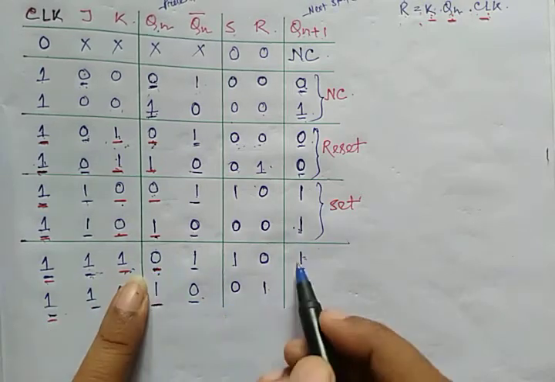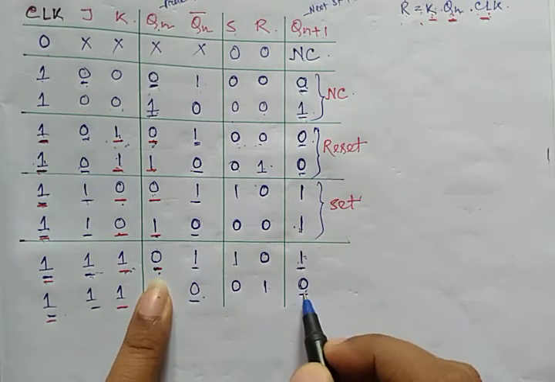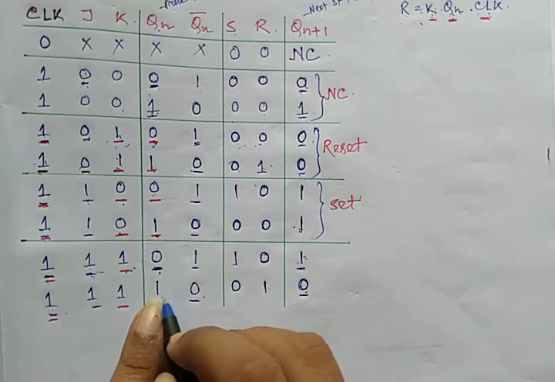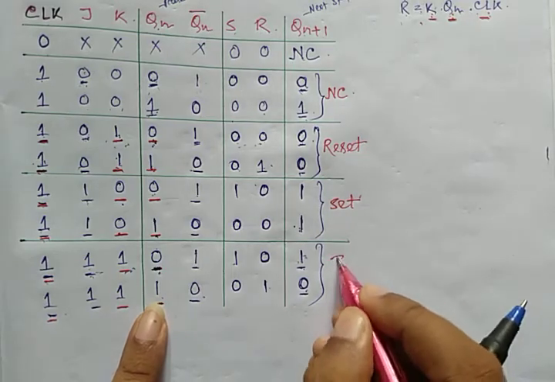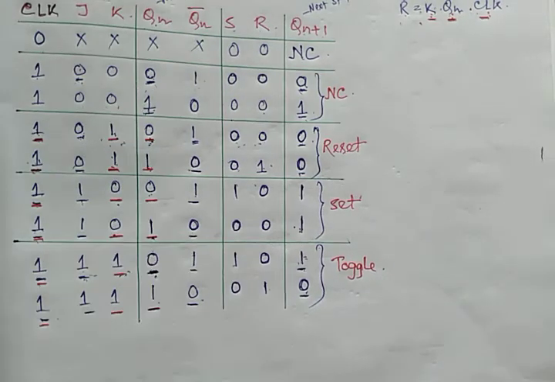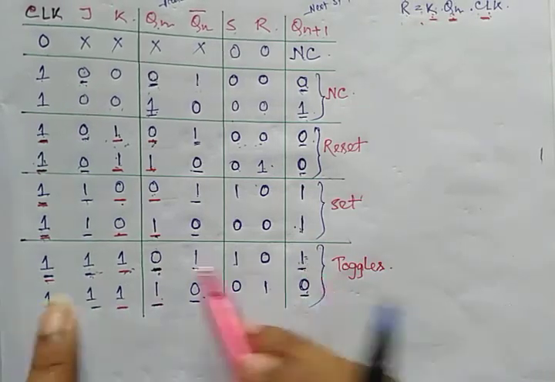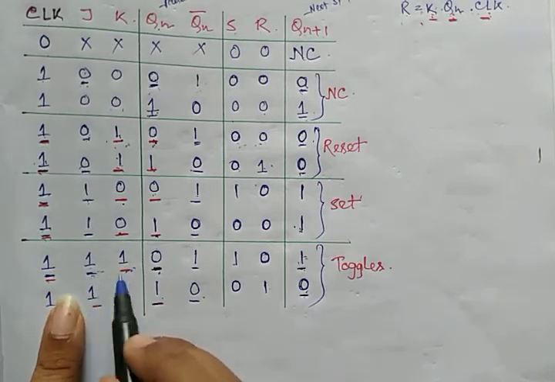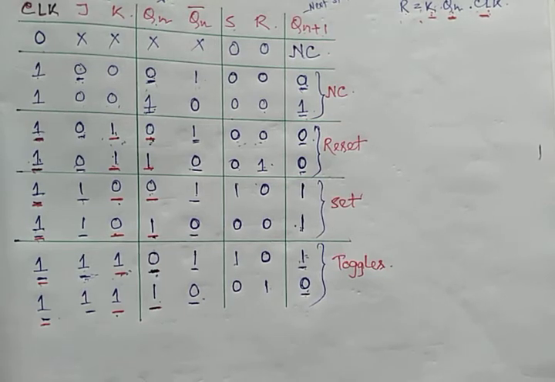At every state, its value changes either 1 or 0. When present state is 0, it will change to 1. When present state is 1, it will change to 0. Okay. This state is known as toggle state. Toggles. That means for every clock pulse, it will change from 1 to 0 and 0 to 1 when the input values both are the same.